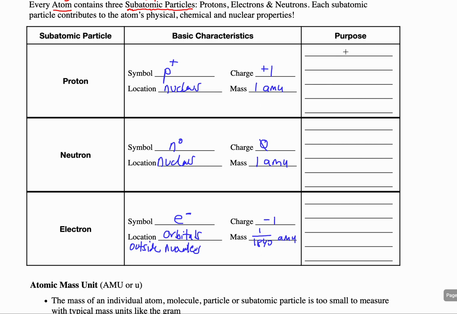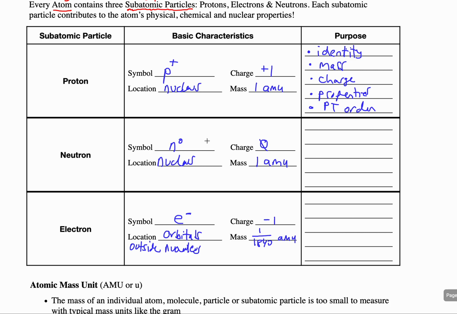Okay, now purposes. What is the job of this subatomic particle? So for the proton, number one purpose is it supplies the identity of the atom. It also contributes mass. It also contributes charge. It contributes to the properties that we see, so like physical properties. And it also determines the element order on the periodic table. So I'm going to put PT order.